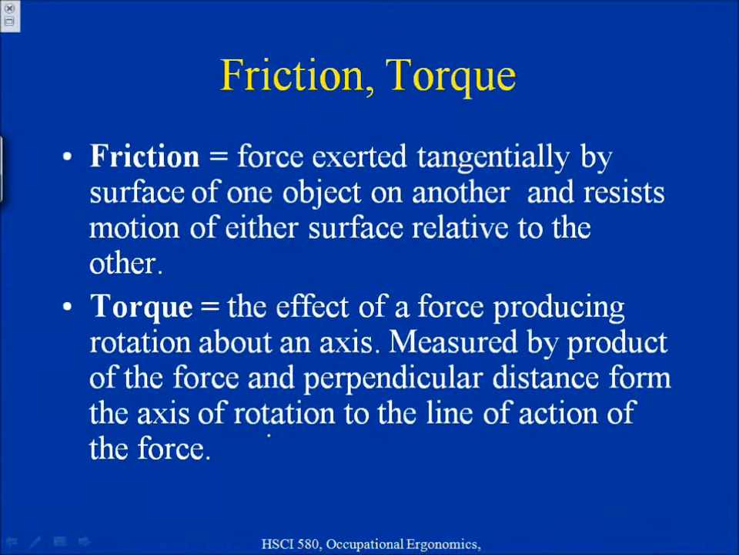There we go. So our friction and torque then. Our friction, we're looking at the force exerted tangentially to the surface of an object on another and resisting motion of one surface relative to the other. And torque is really what we want to get in terms of movement. And of course, torque is related to the length, when we think about the resistance arm. So in this case, the effective force produces rotation about an axis, measured by the product of that force and the perpendicular distance between the axis of rotation and the line of action of that particular force. So it's like anything that you think about in terms of leverage.